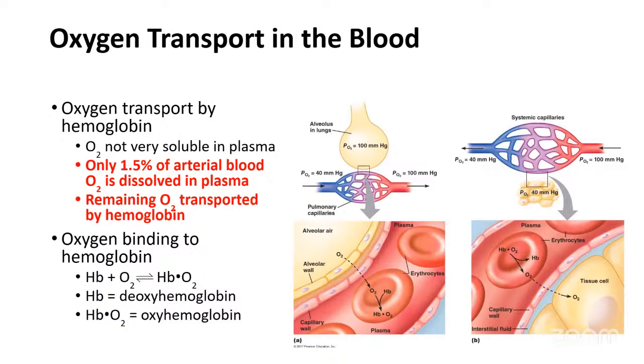So if you're looking at the arterial blood, you'd have about 1.5%-ish of oxygen that's just kind of dissolved in the plasma, but the rest of it is going to be attached to a hemoglobin molecule.